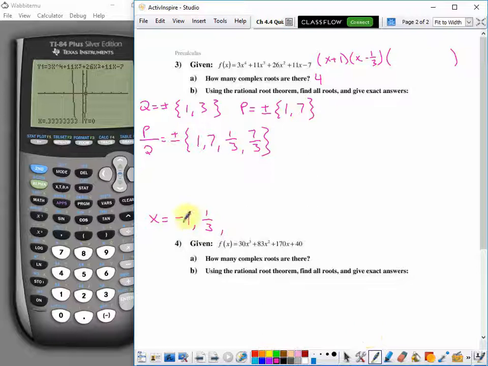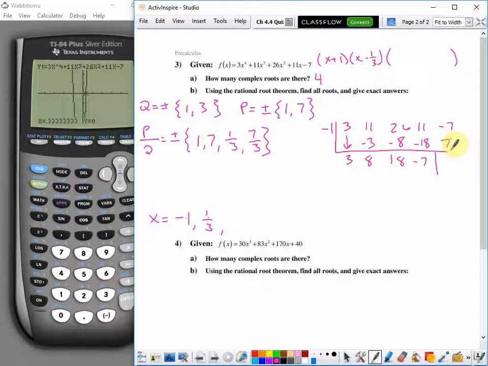To find that, I'm going to have to divide by both of these. Since I've got both of those factors, I'm going to start with the integer. I don't see any missing powers, so I don't have to add in any zeros. I'll bring down that 3 and multiply and add and multiply and add and multiply and add and multiply and add, and I get a remainder of 0, so I did okay.